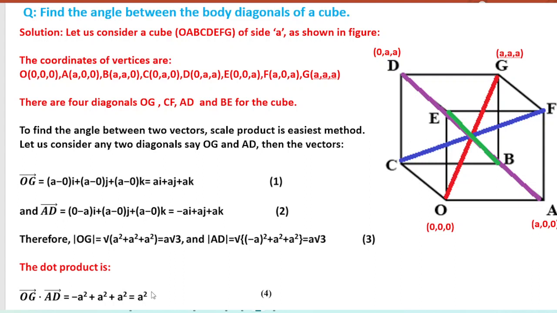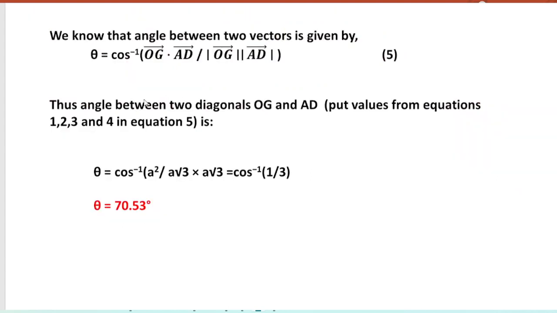Now the scalar product, or dot product, of the two vectors OG dot AD equals the OG magnitude into the AD magnitude into cos theta. So cos theta equals the dot product of the two vectors divided by their magnitudes. Putting in all the values, theta equals cos inverse of A square by A root 3 into A root 3, that is cos inverse 1 by 3. So theta equals 70.53 degrees in this case.